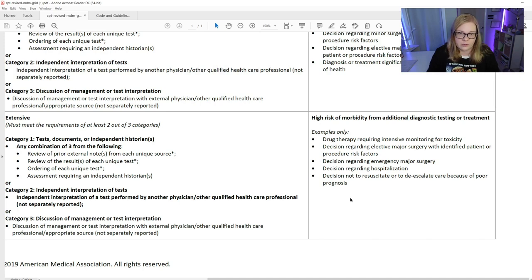because of poor prognosis. And that doesn't mean they're just looking at their end of life care decision or just stating that the patient's a DNR. It means for that date of service, for that level consideration, for that medical decision making, they had that conversation, made that discussion to not resuscitate, or they're de-escalating care. They're moving them into hospice.